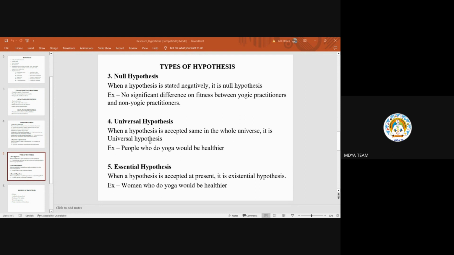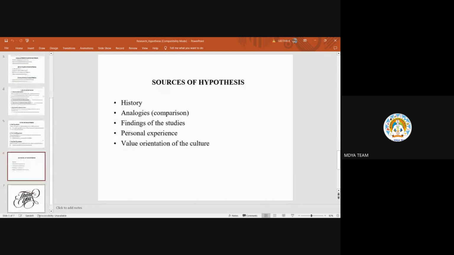And another thing is the universal hypothesis. When a hypothesis is accepted the same in the whole universe, it is called a universal hypothesis. The example is people who do yoga would be healthier. It's a generalized statement. That is why it is called a universal hypothesis. And another one is the existential hypothesis. When a hypothesis is accepted at present, it is an existential hypothesis. So, women who do yoga are healthier. These are the practical things, but the alternative hypothesis and the null hypothesis are the very important ones.